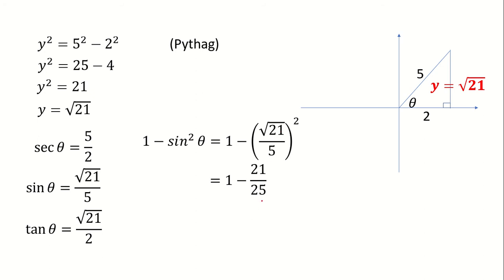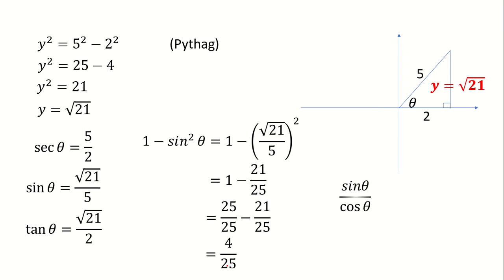5 squared will give me 25. Simplify this, it'll simply give you 25 over 25. Obviously I multiply this one by 25 over 25, and then I have minus 21 over 25. Now represented as a single denominator, you will have 25 minus 21, which is 4 over 25, and this will be your final answer.